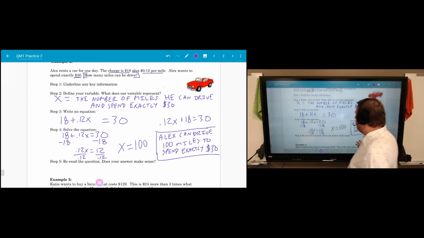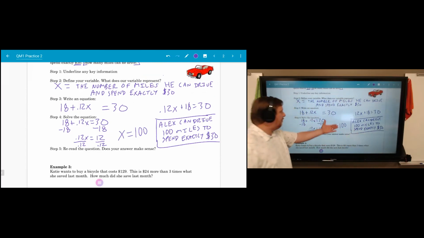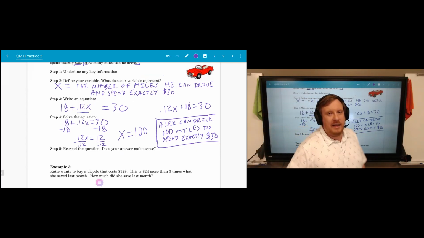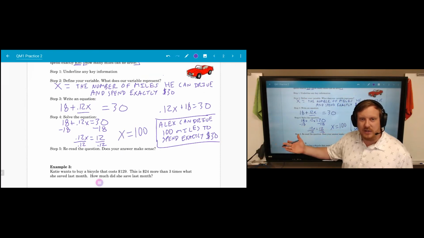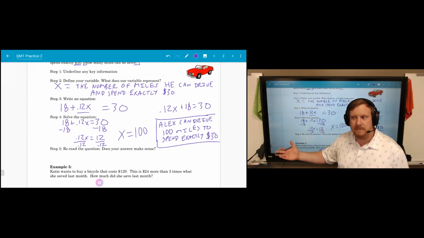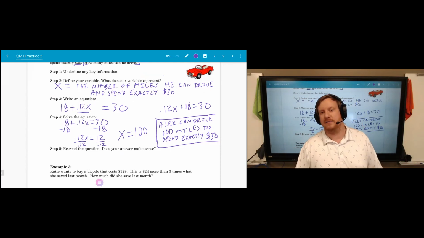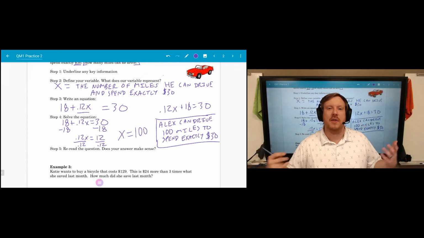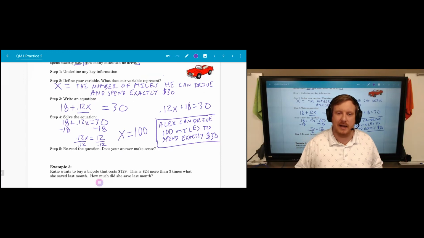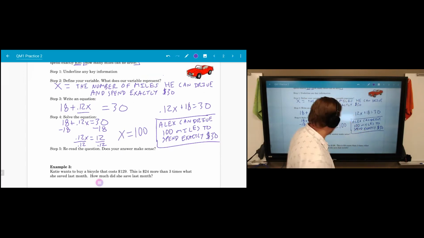And you can absolutely check your stuff, right? If I plug 100 into the original equation, 100 times 12 hundredths would be 12. 12 plus 18 sure is 30. As long as we've set up the equation correctly, that never actually makes sense. And we've talked about it, right? Does this make sense? Yeah, he's not traveling -3 miles. He's not traveling 1 mile. He's not traveling 1,000,000 miles. The number that we have makes sense in the context of what we're looking for right now.